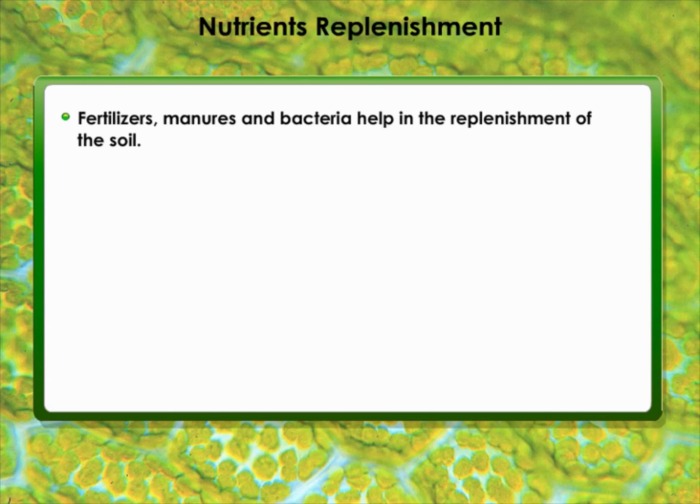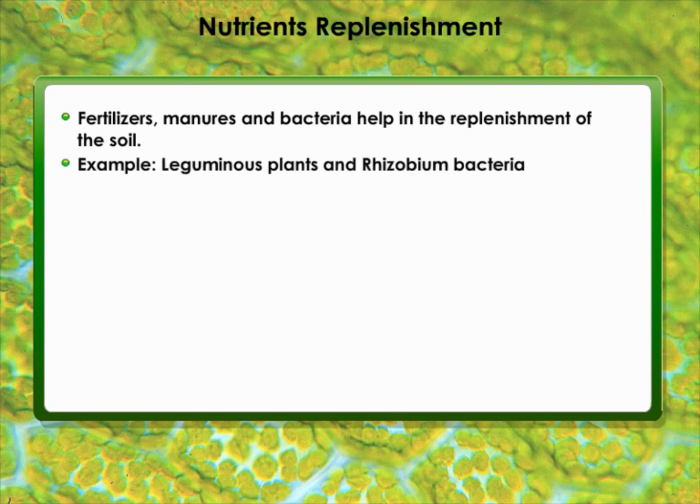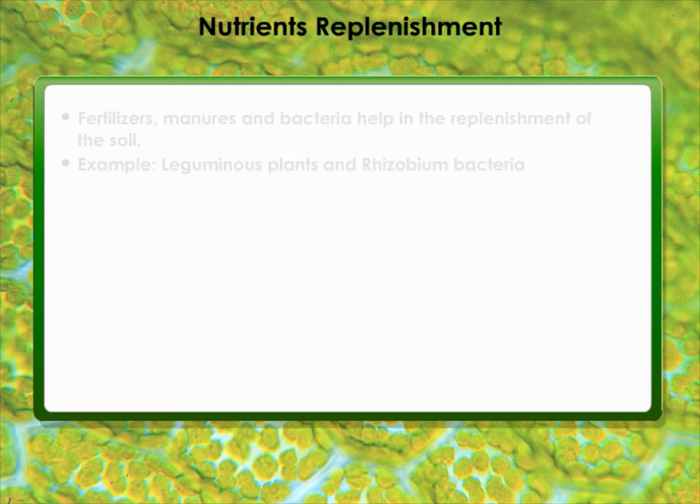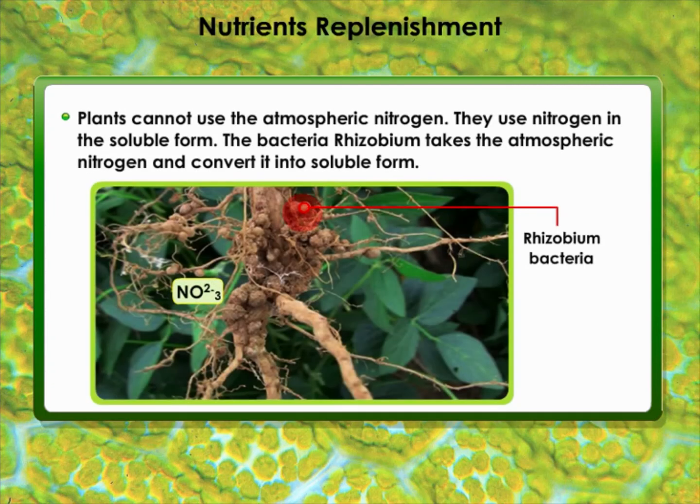Let us see an example of the role played by bacteria in fixing nutrients. Leguminous plants and rhizobium bacteria. Plants cannot use the atmospheric nitrogen. They use nitrogen in the soluble form. The bacteria, rhizobium, takes the atmospheric nitrogen and converts it into soluble form.